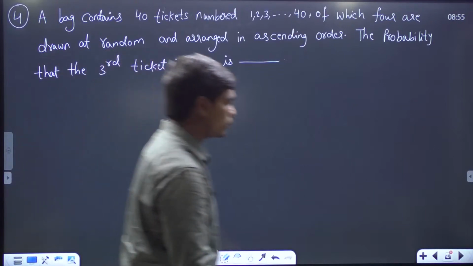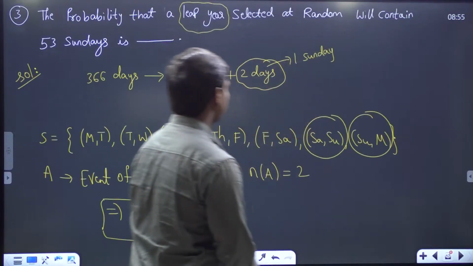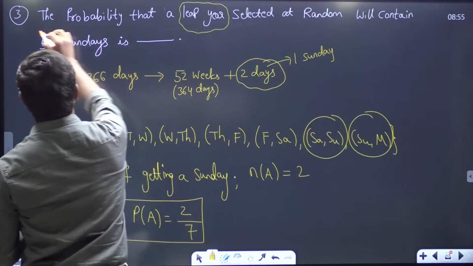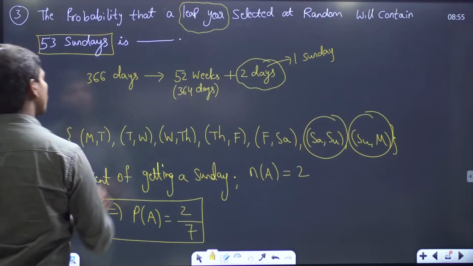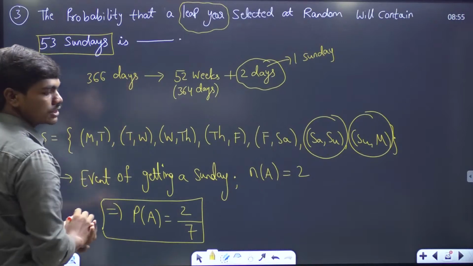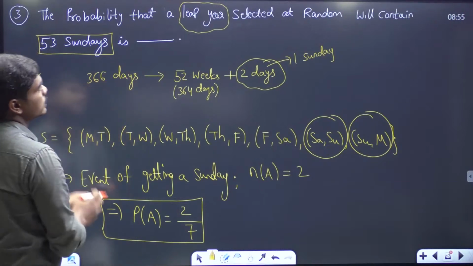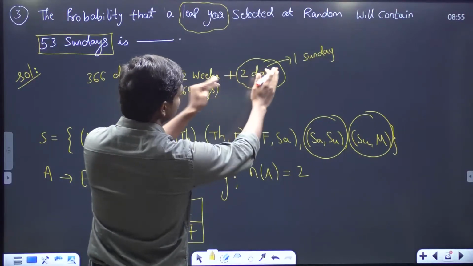You want me to explain once, Vijay? Okay. So see here. Total, it's given the leap year should contain 53 Sundays. And you know, the leap year is the year which has 366 days, and this 366 days can be written as 52 weeks plus 2 days.